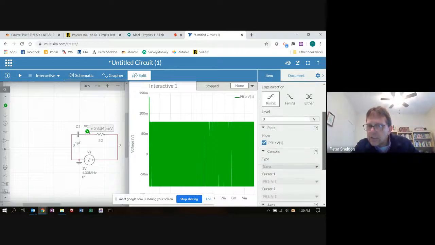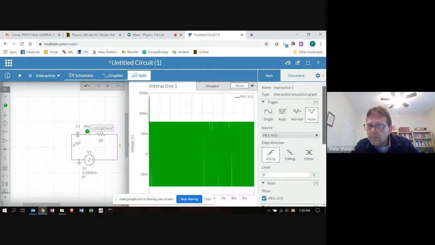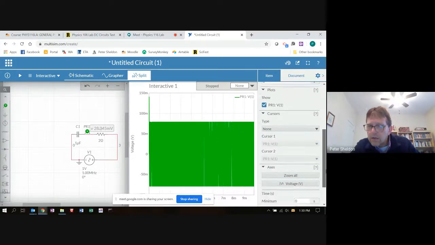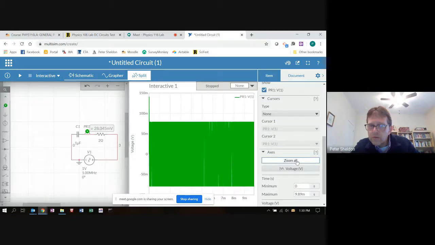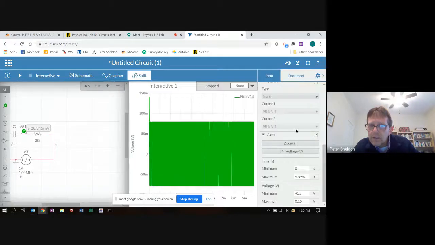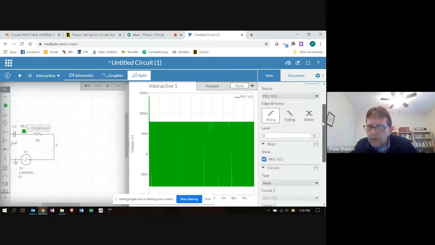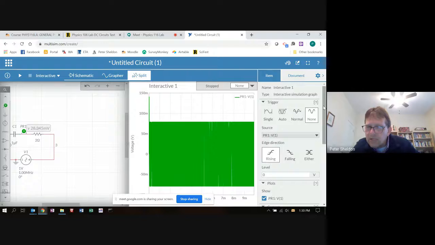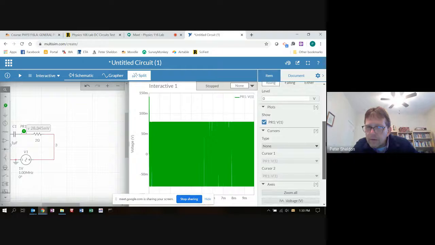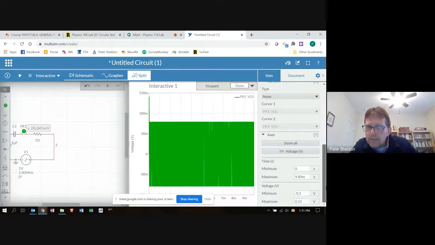Let's see, how can I unsquish it? What if I just zoom? No. Voltage? No. That's so weird. Yesterday, when I was doing this, on the oscilloscope there's a way to stretch out your x-axis with a knob that you turn. I'm totally missing it here. It was here somewhere. Not trigger, not edge direction. Plot cursor axes. Very strange.